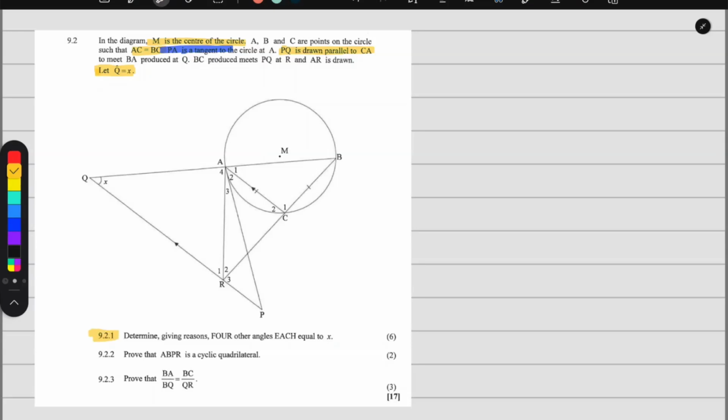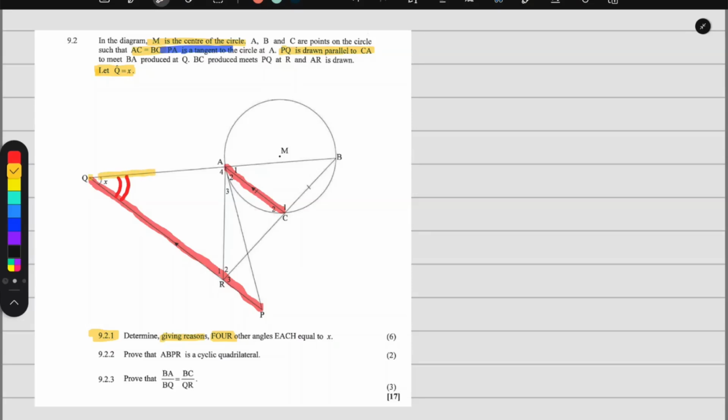Question 9.2.1 says determine, giving reasons, 4 other angles that are also equal to x. So it was given that angle Q1 is x. And as you can see, grade 12s, angle Q is on a parallel line. So this line is parallel to that line. So I think that's our first step.